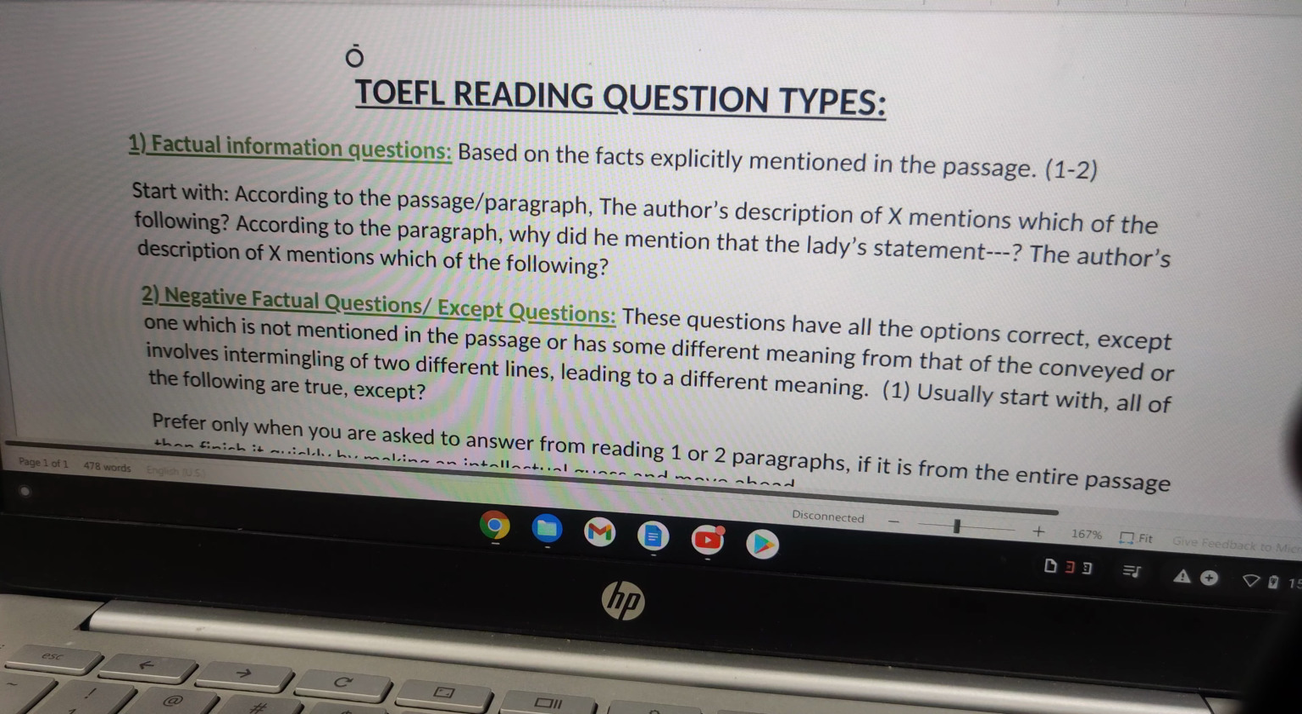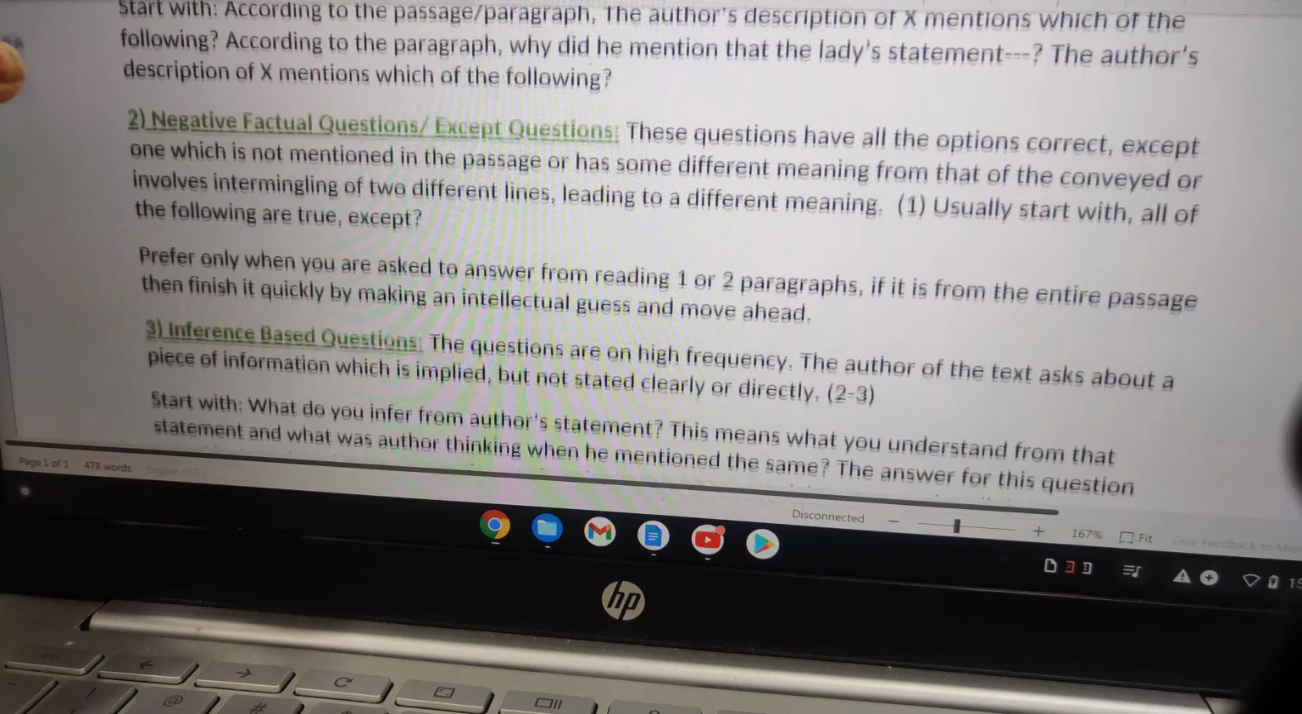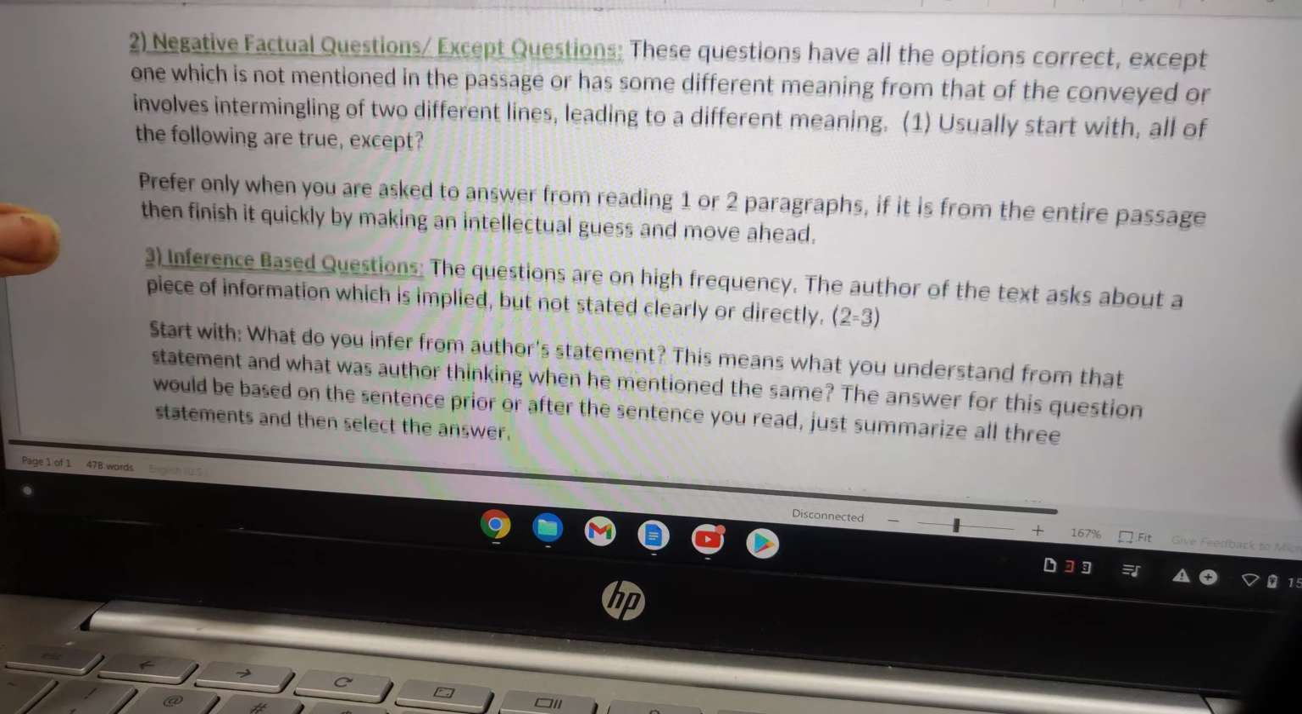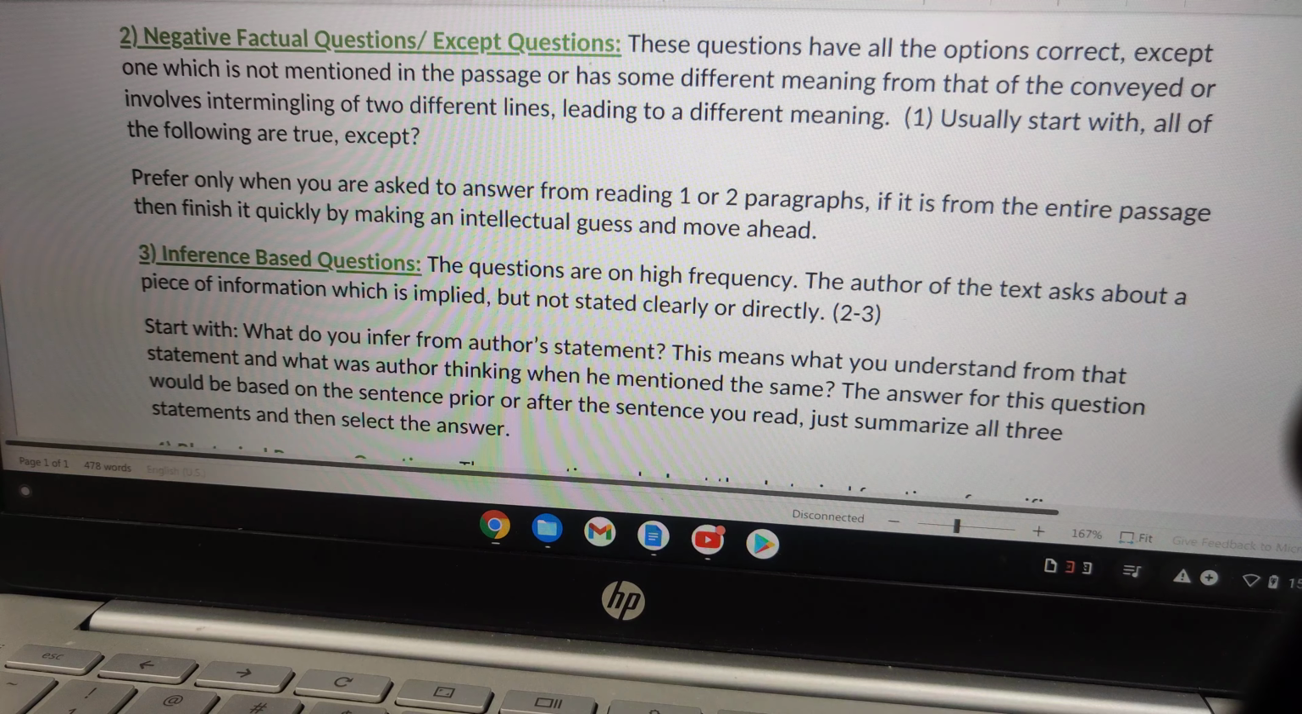Now, here comes a very important thing. Whether you should prefer answering these types of questions or not. If these questions are asked in a way, that is, all of the following are mentioned in the paragraph except, prefer to answer this question. Okay. But if you are asked all of the following are mentioned in the passage, the word passage, except.